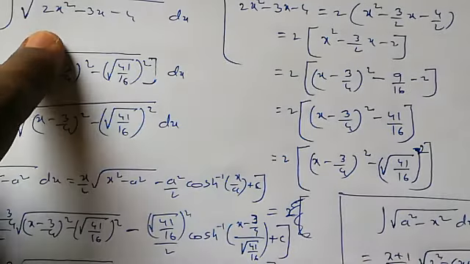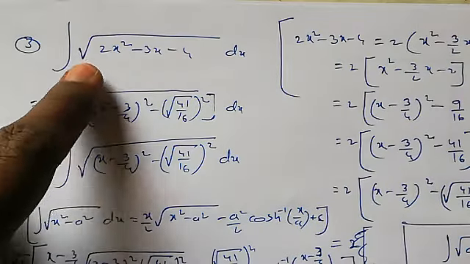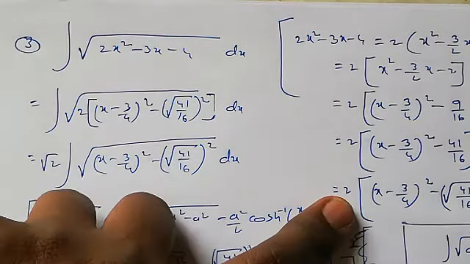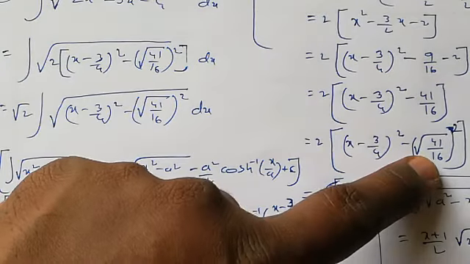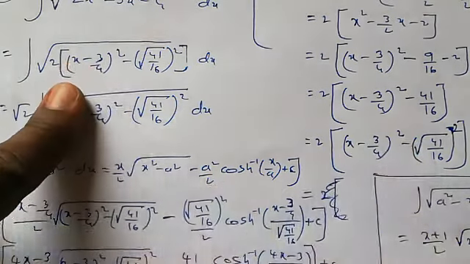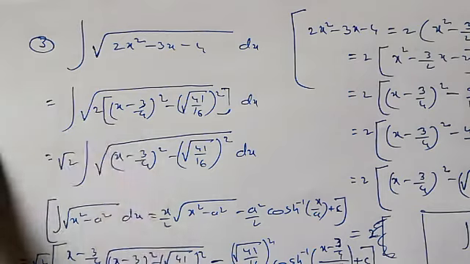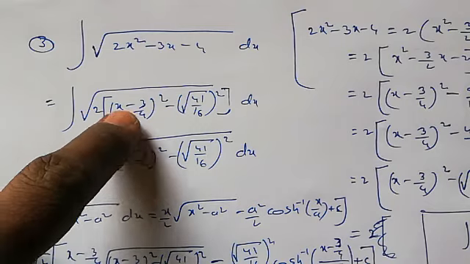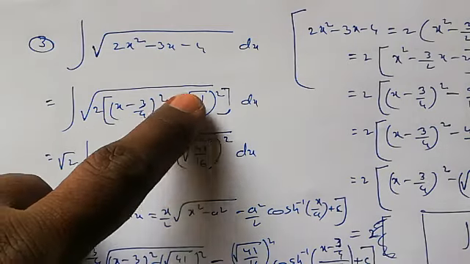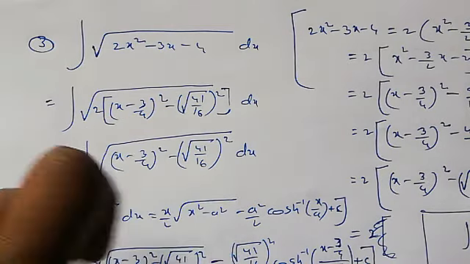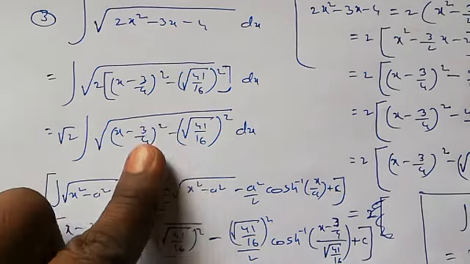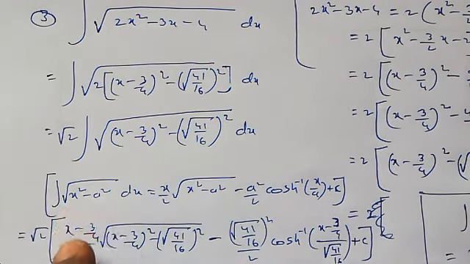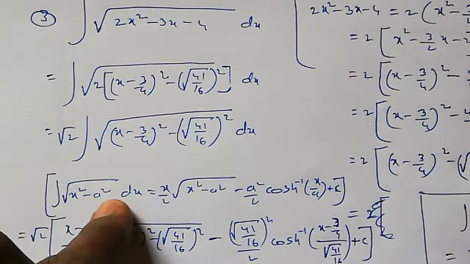Right, now write this result in the problem. So here it becomes integration of root 2x square minus 3x minus 4, which is nothing but 2 into (x minus 3 by 4) whole square minus (root 41 by 16) whole square. I am writing the result in the problem. From this I am taking root 2 common. So root 2 into integration of root over (x minus 3 by 4) whole square minus (root 41 by 16) whole square into dx. Now it is in which form? Now it is in the formula form. Now treat this as x square minus a square. So it is in the form of integration of root x square minus a square into dx.